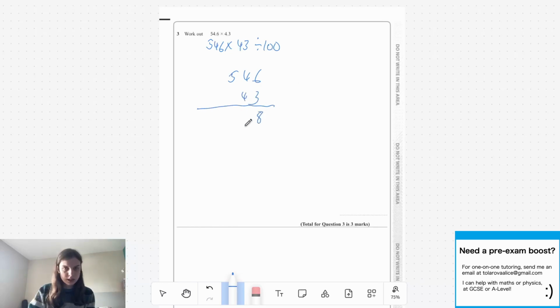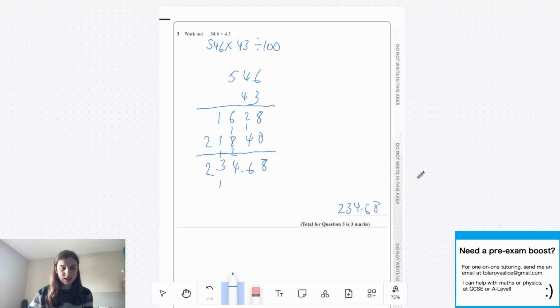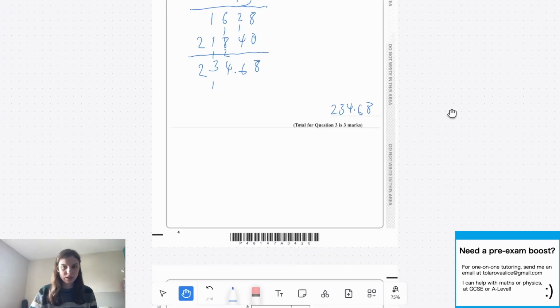So this will be 18, carry the 1, 12, carry the 1, 15, carry the 1, and add a 0 here because now we're multiplying by 40. So 24, 16, and 20. Now let's add these two numbers together. 8, 6, 4, 1, 3, 2. And then because we're dividing by 100, the decimal place goes there. So it's 234.68. Easy way to check this is if we estimate this, it'll be close. So this is roughly 50 times 4, which is 200. So we're pretty close. And that means that the answer is probably right.